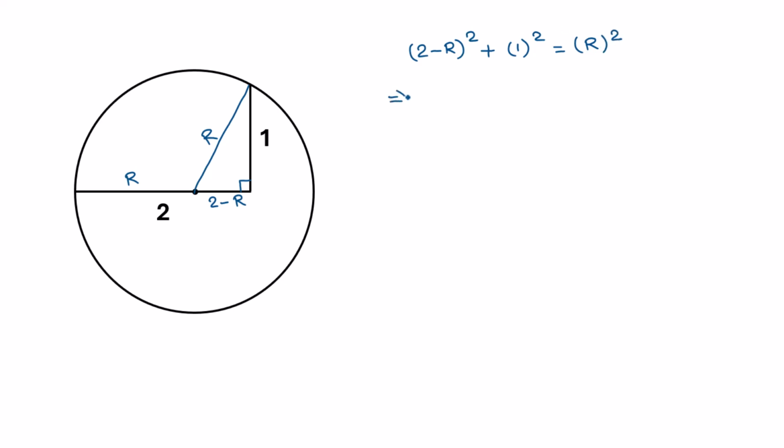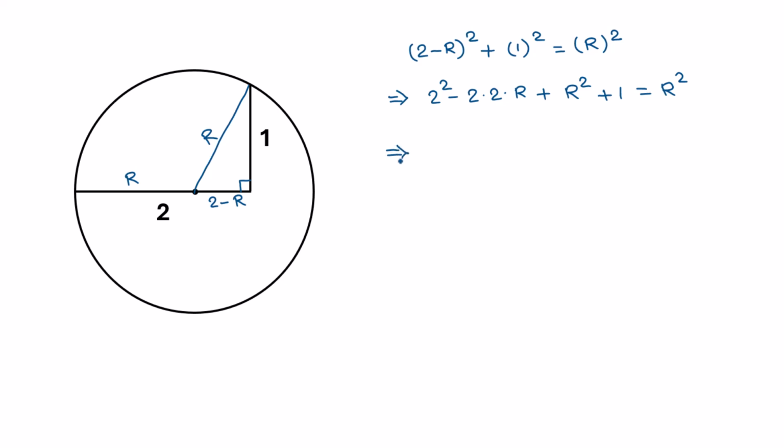Or, applying the formula (a minus b) whole square is equal to a square minus twice ab plus b square, we can write this 2 square, minus 2 times 2 times r, plus this r square, and this 1 square is 1, is equal to the right side, this is r square.